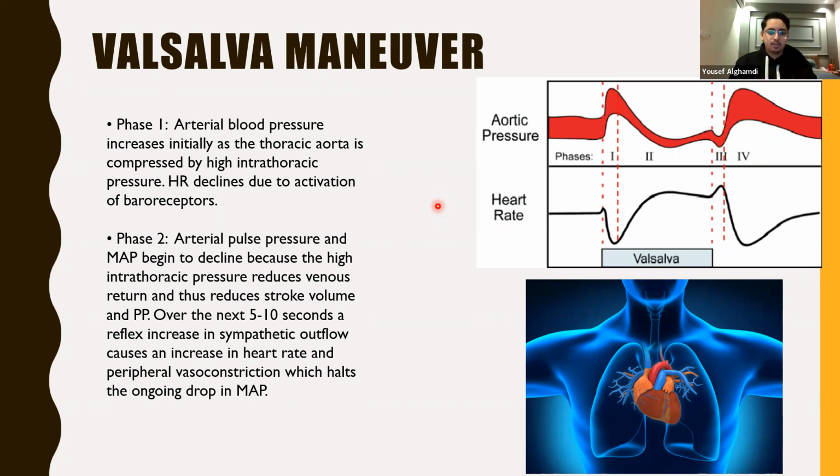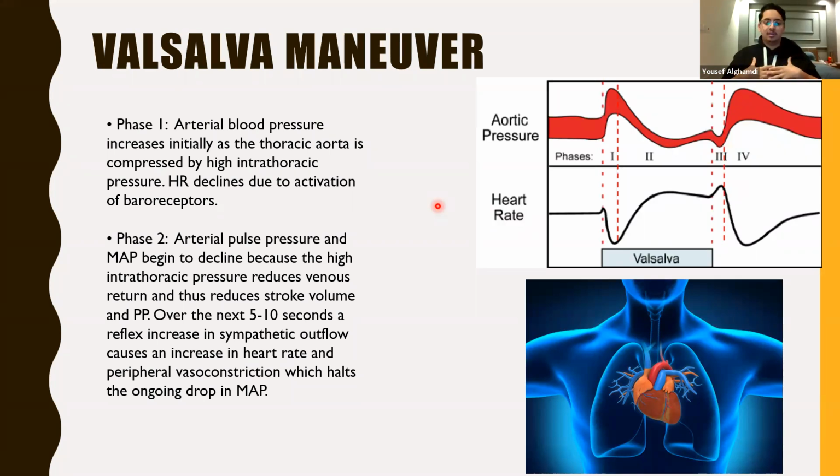So initially in phase 2, the arterial pulse pressure and mean arterial pressure will begin to decline because of the high intrathoracic pressure. If you have a high pressure in the area near the heart, we said that veins need a pressure gradient. If the pressure up is higher than down, the blood won't move from an area of lower pressure to an area of higher pressure. So your mean arterial pressure will begin to decline, because there's not much blood coming back, so there's less venous return. If there is less venous return, there will be less stroke volume and pulse pressure. Does that make sense?